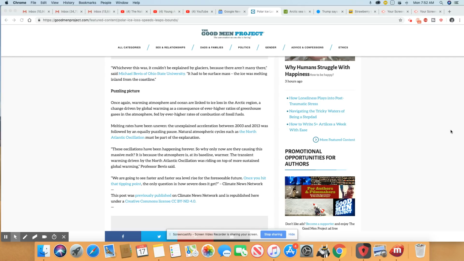The transient warmth driven by the North Atlantic Oscillation was riding on top of more sustained global warming, Professor Bevis said. We are going to see faster and faster sea level rise for the foreseeable future. Once you hit the tipping point, the only question is, how severe does it get? So what's worrying scientists is they don't know what's ahead. They know all this melting is happening and it's accelerated, but they don't know what it's going to do globally.